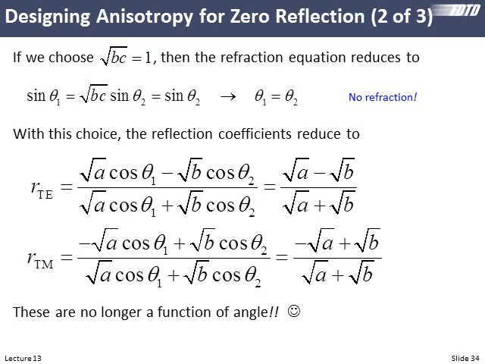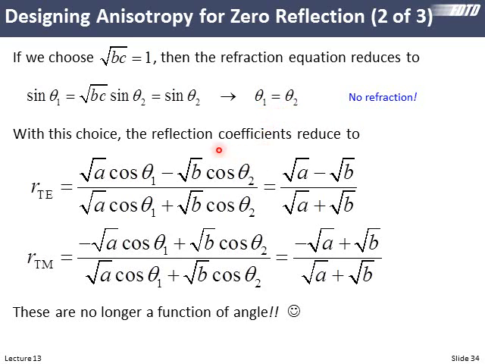The first thing we'll do here is choose that the square root of B times C in our tensor equals 1. Remember our law of refraction for our diagonally anisotropic media. If we set this square root term to equal 1, we essentially get sine of theta 1 equals sine of theta 2, which means theta 1 equals theta 2. We get no refraction.